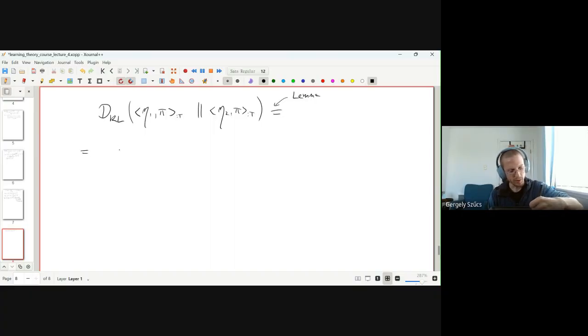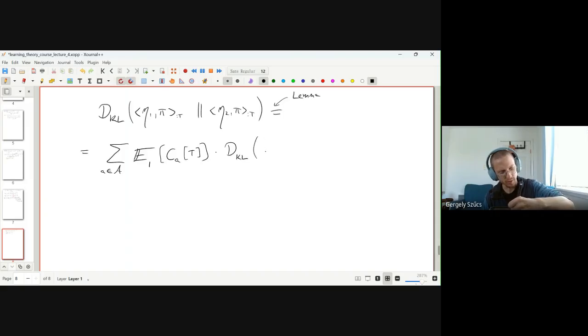So it turns out this is equal, in general, to the sum over each arm of the expected number of times under environment 1 of the count of arm A up to time t, times the KL divergence of the distribution of that specific arm, eta 1A, eta 2A.